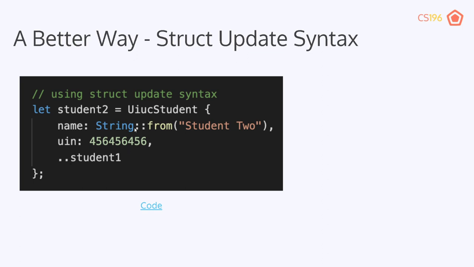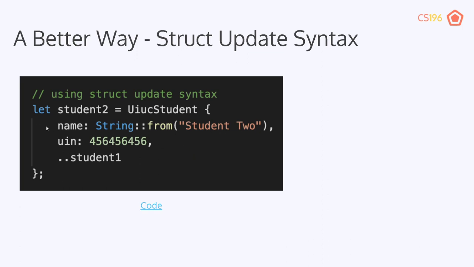Right? And so what does this actually mean? What this is saying is all of the things that I have not explicitly told you what they are, copy them from student one. Right? And because student 1 is also a UIUC student, it's going to have all of the same attributes that student 2 needs to have, right?